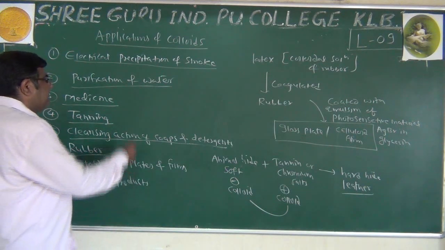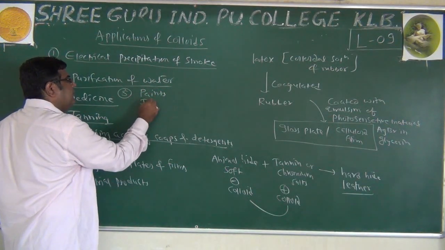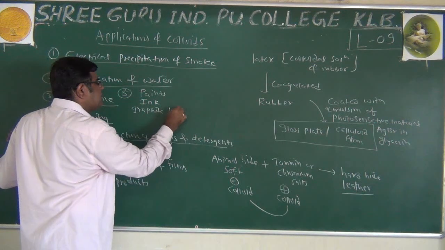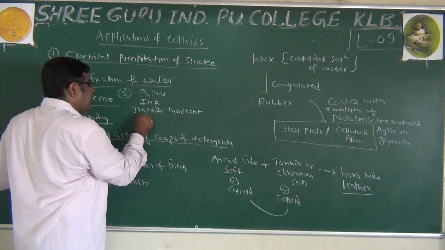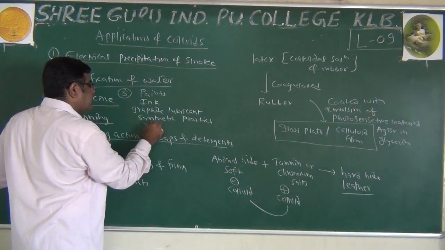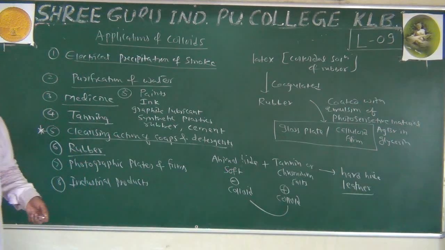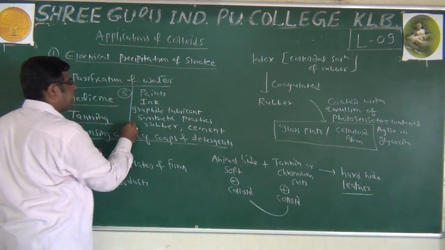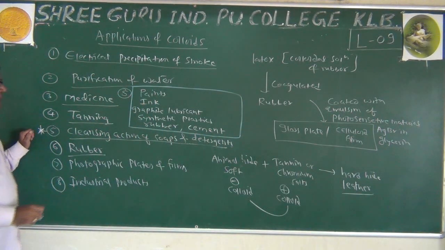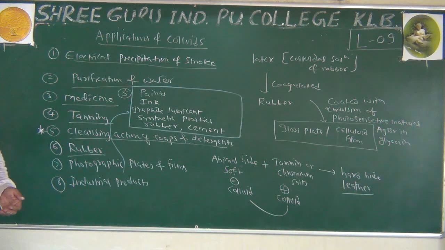In industrial products: paints, ink, then graphite, which is used as lubricant, then synthetic plastics, rubber and cement. These are all very important industrial products, and they are of colloidal nature.